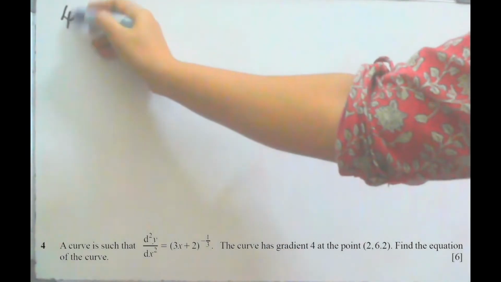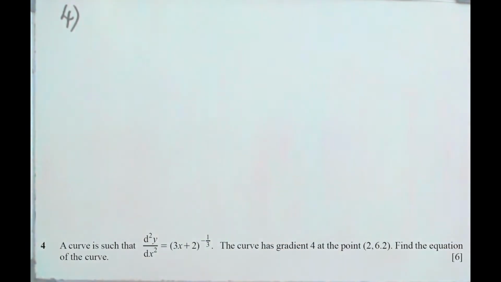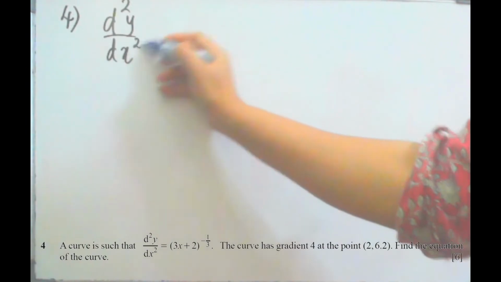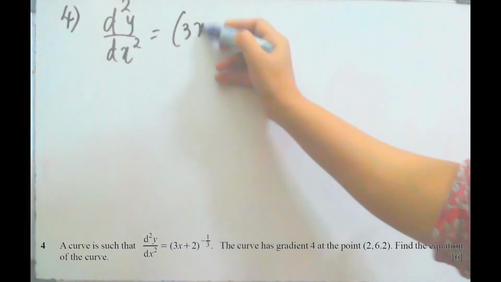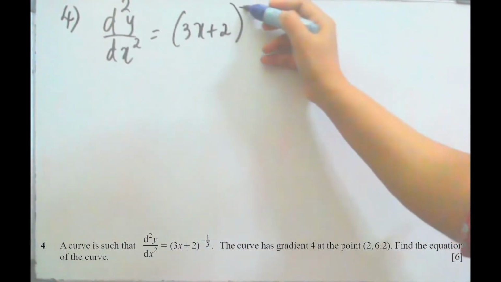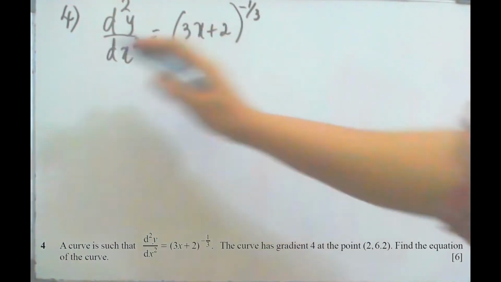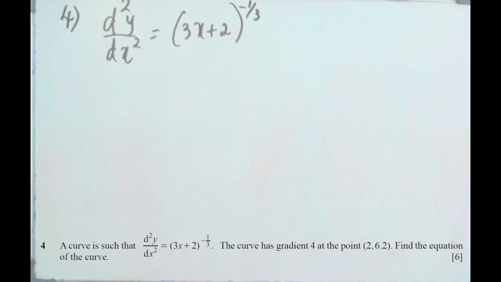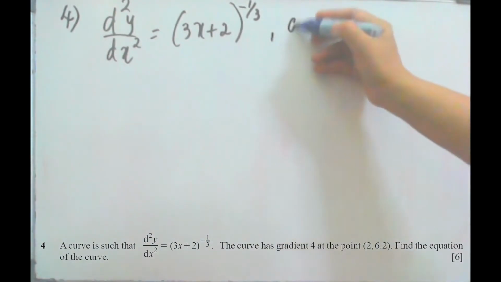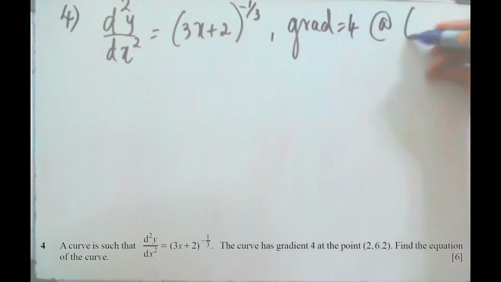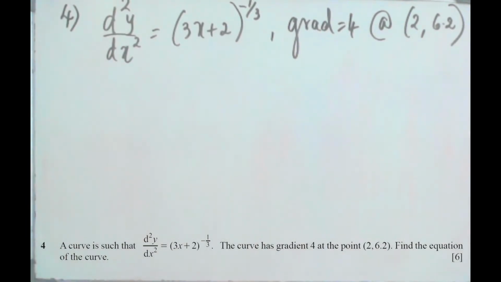Now let's start with question number 4. A curve is such that d square y by dx square, the second derivative, is given as (3x plus 2) to the power minus 1 over 3. So the curve is given such that its second derivative is like this. The curve has gradient 4 at point (2, 6.2). Find the equation of the curve.